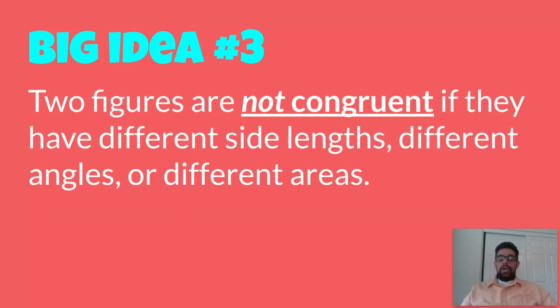Big idea number 3: two figures are not congruent if they have different side lengths, different angles, or different areas. If you're able to find one thing that is different about your two figures, then they are not congruent. They need to have everything the same.